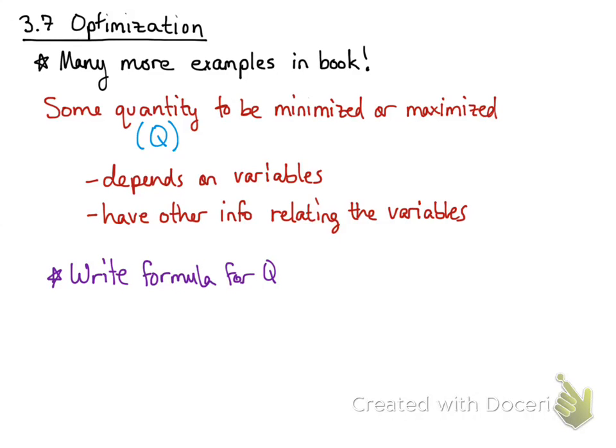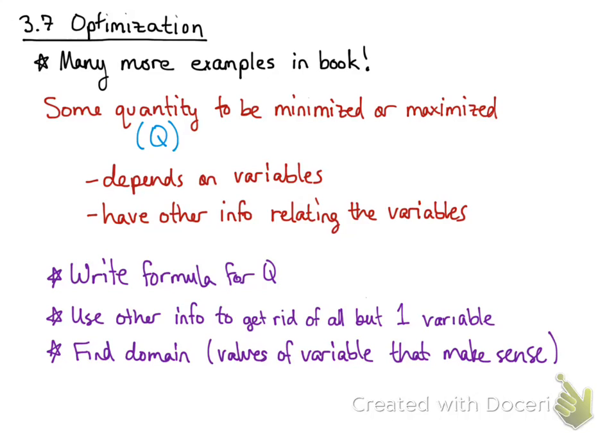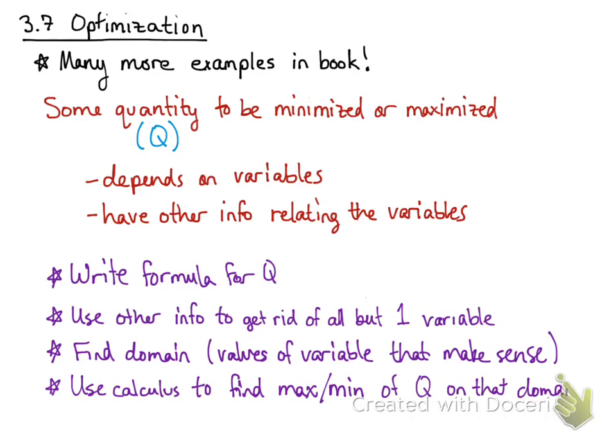So what you have to do is write a formula for Q, that is the quantity we're going to find the minimum or maximum of. It will have variables in it, and you use other information from the problem to get rid of all but one variable. Because we are only doing calculus of functions with one variable in this class, we need our function Q to only have one variable in it. We find the domain for that variable, that is, what values make sense in the context of the problem. And then we use calculus to find the maximum or minimum for our function Q on that domain.